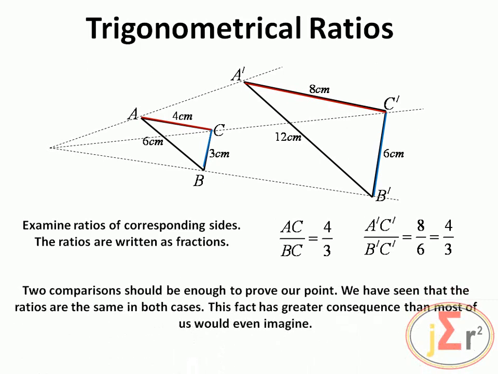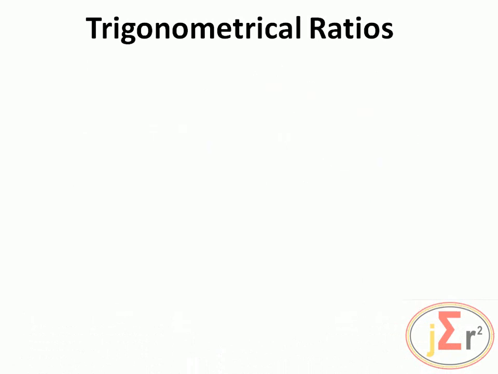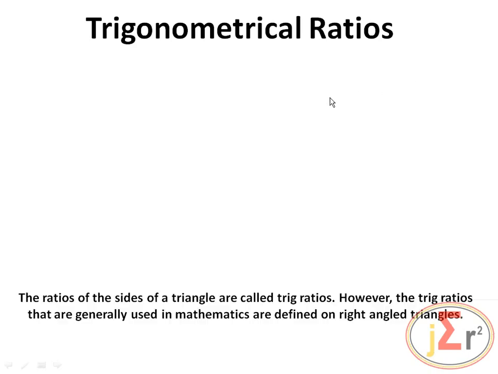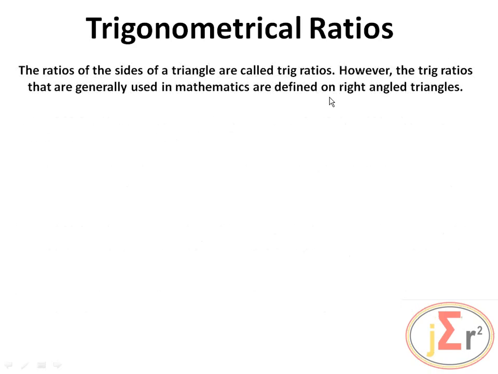Two comparisons should be enough to prove our point. We have seen that the ratios are the same in both cases. This fact has greater consequence than most of us would even imagine. Now we are going to take a look at trigonometrical ratios, and for short we call them trig ratios. The ratios of the sides of a triangle are called trig ratios. However, the trig ratios that are generally used in mathematics are defined on right-angled triangles.